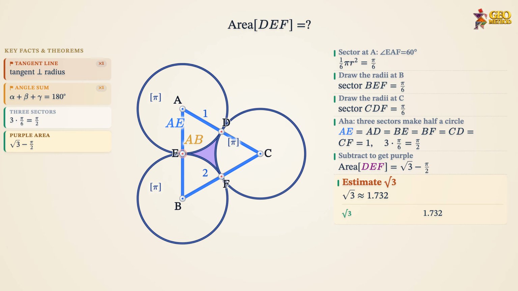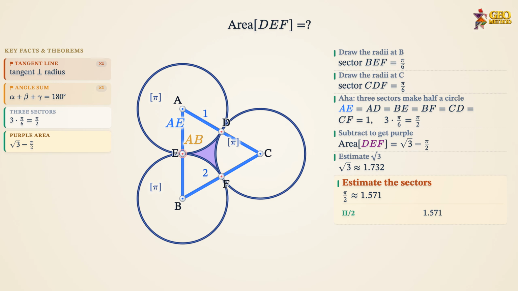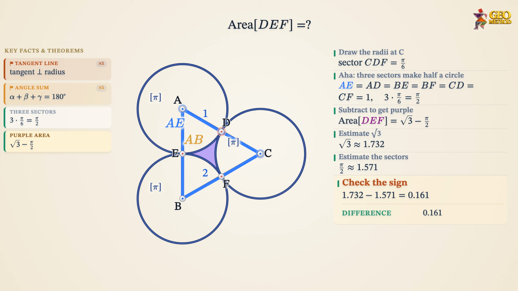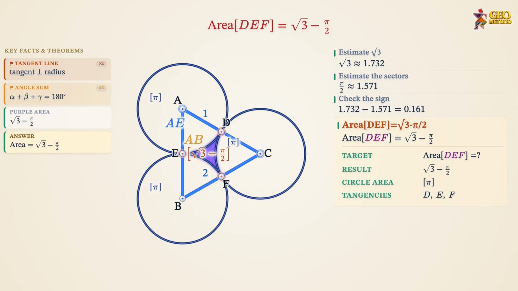Let us sanity check the size. Root 3 is about 1.732. Pi over 2 is about 1.571, a little smaller than root 3, so the difference will come out positive. Subtracting gives about 0.16. A small positive number is exactly right for that thin patch squeezed in the middle. So the purple gap DEF has area square root of 3 minus pi over 2 square units.